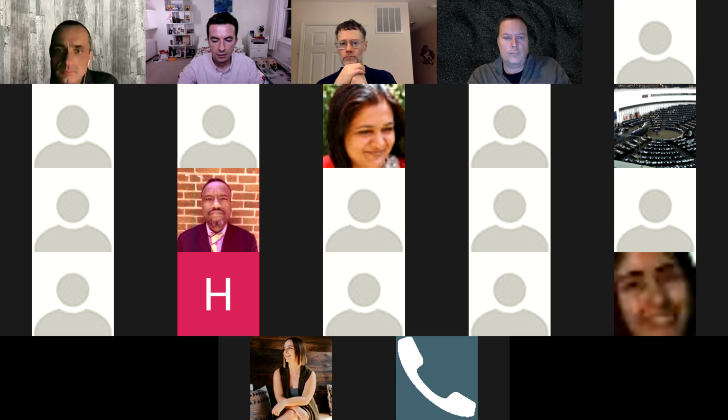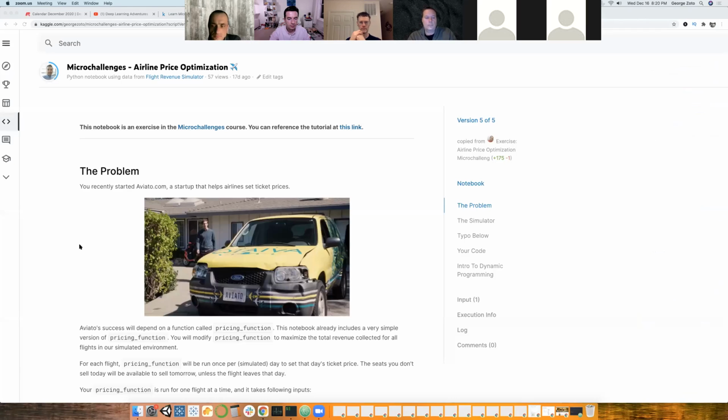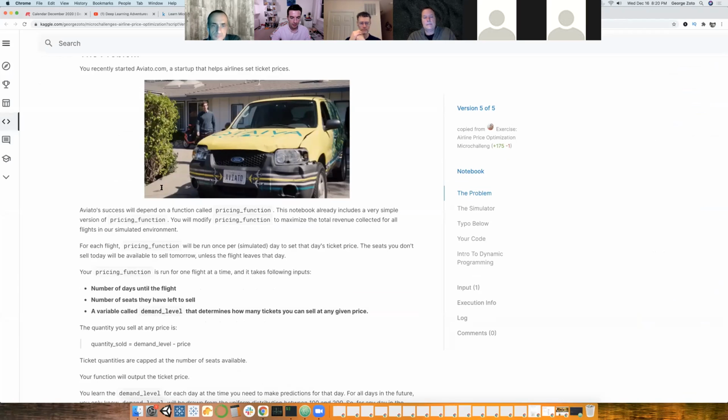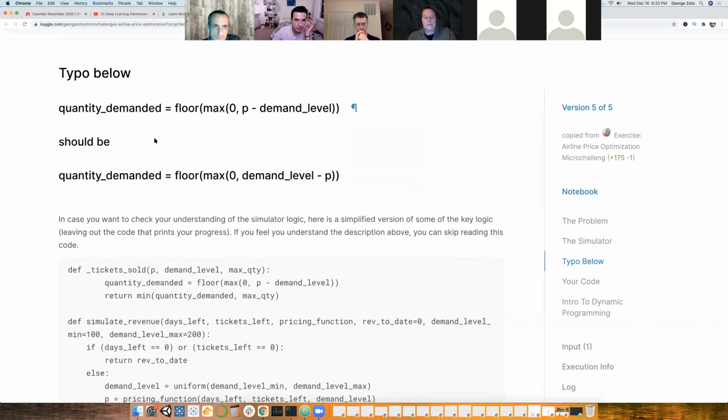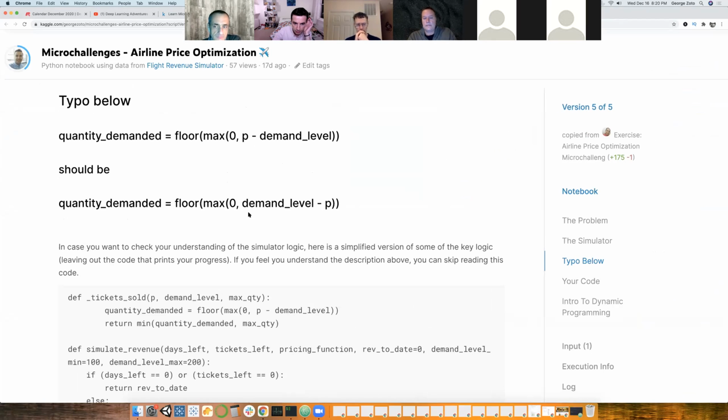Cool. I'll share quickly some other approaches that I came across. Robert and David, feel free to share your approach as well. So first of all, in the exercise, there's a typo in terms of the quantity demanded, the way that it's defined. It should be demand minus price instead of price minus demand.